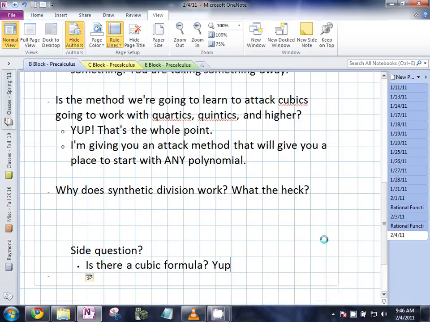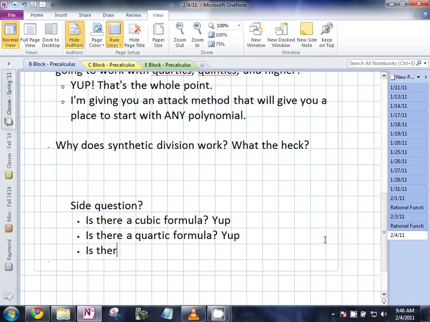Yep. Is there a quartic formula? Yep. Is there a quintic? That means fifth degree. What do you think? Nope. It's a really, really interesting fact of math.